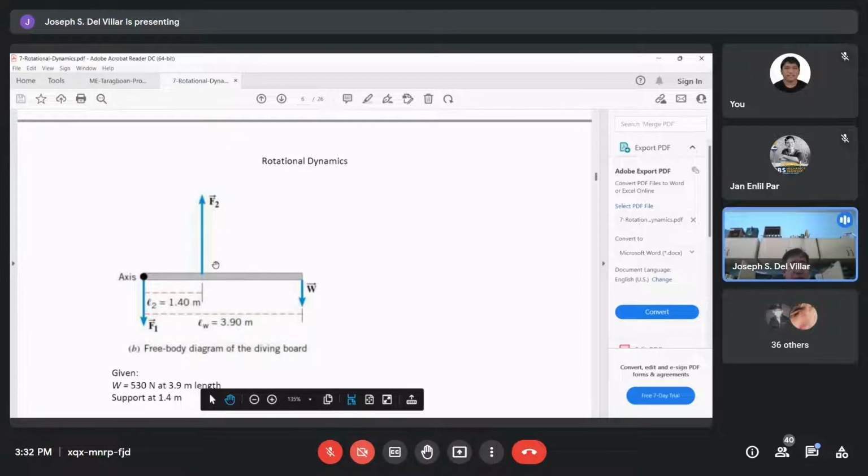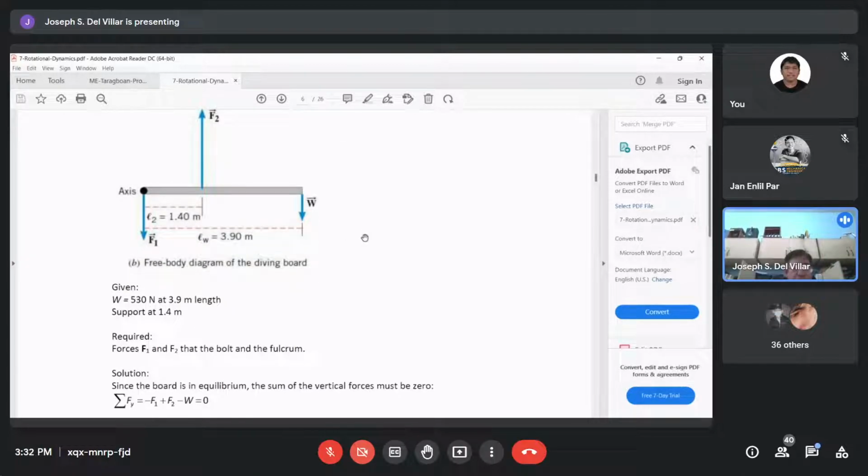Okay, the requirements are for us to find the two forces. What are F1 and F2? Okay, so assuming that the board is in equilibrium, we can start summing up vertical forces. The summation of all the vertical forces must be equal to 0. Upward forces are regarded as positive and downward forces negative.